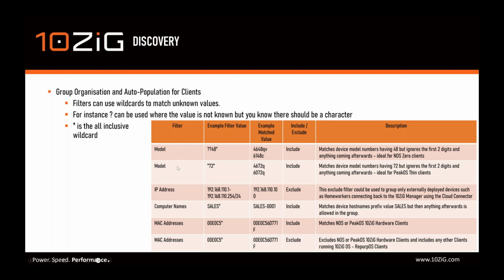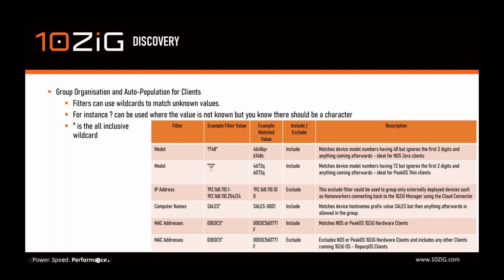So here we've got some examples where we filter on specific hardware models. With 10ZiG hardware, the first 2 digits normally identify the hardware series. The second 2 digits normally identify the operating system in use. So we're looking here for anything that's using 48, which would be a NOS operating system, a zero client device.